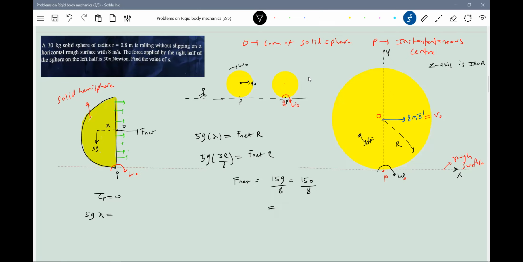3r by 8, no? Yeah. Be careful. So there's the force exerted. This was the required answer.